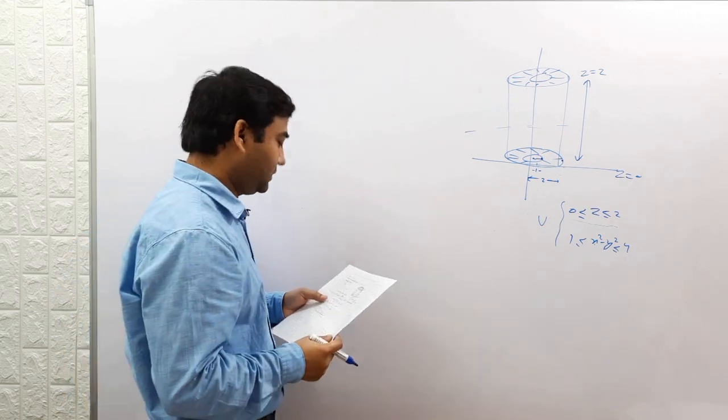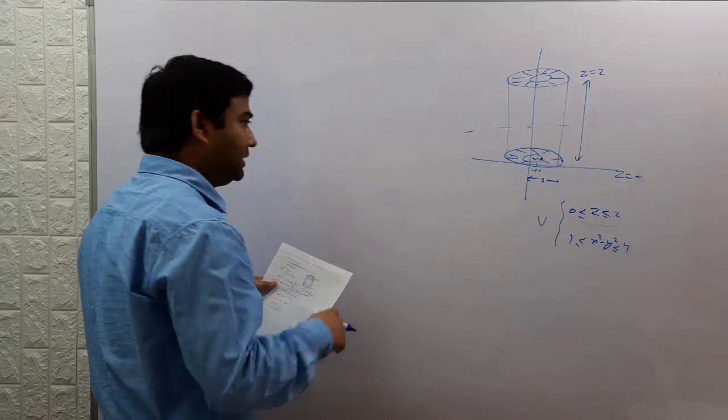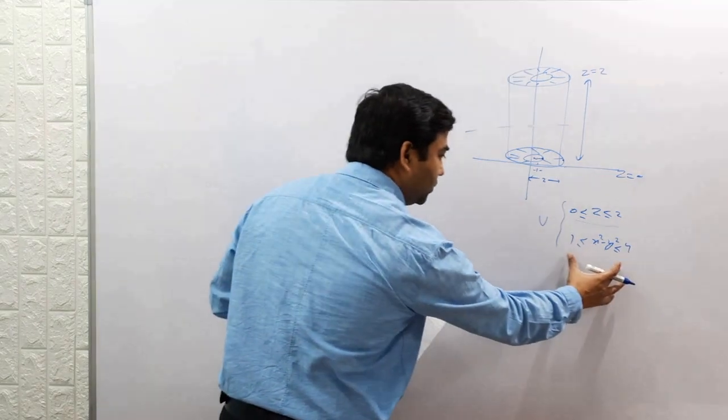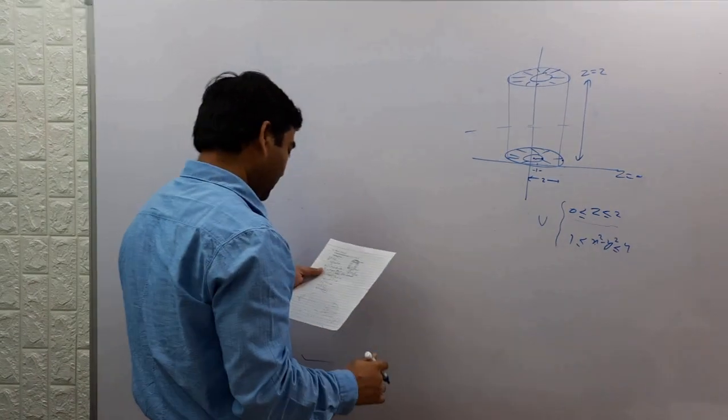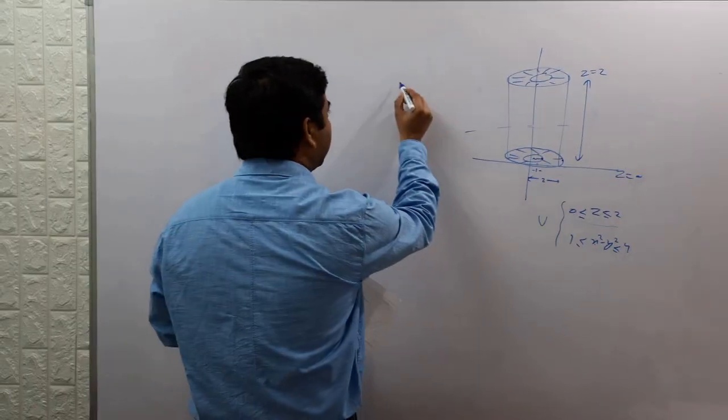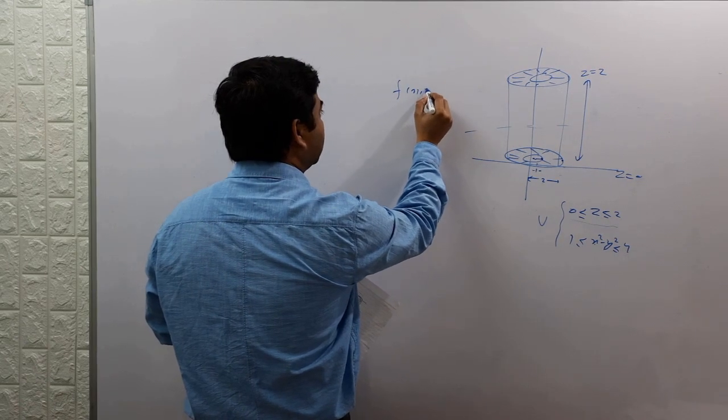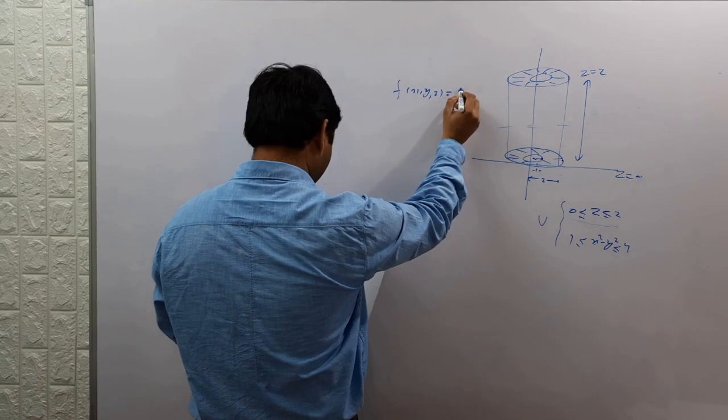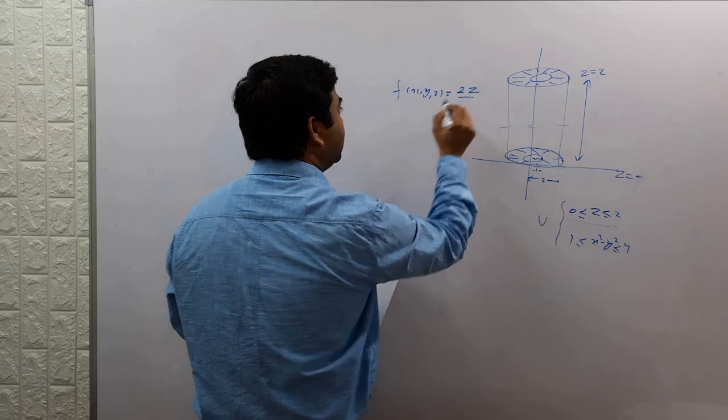Similarly, we have a function. In triple integration, we have a function of volume and we have a function itself. So there is a function f(x, y, z) equal to 2z. Very simple function.